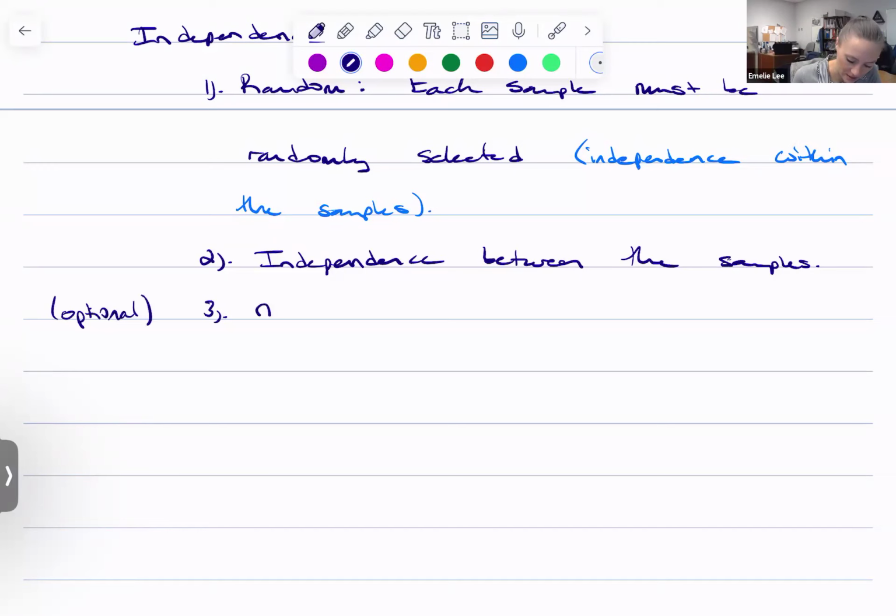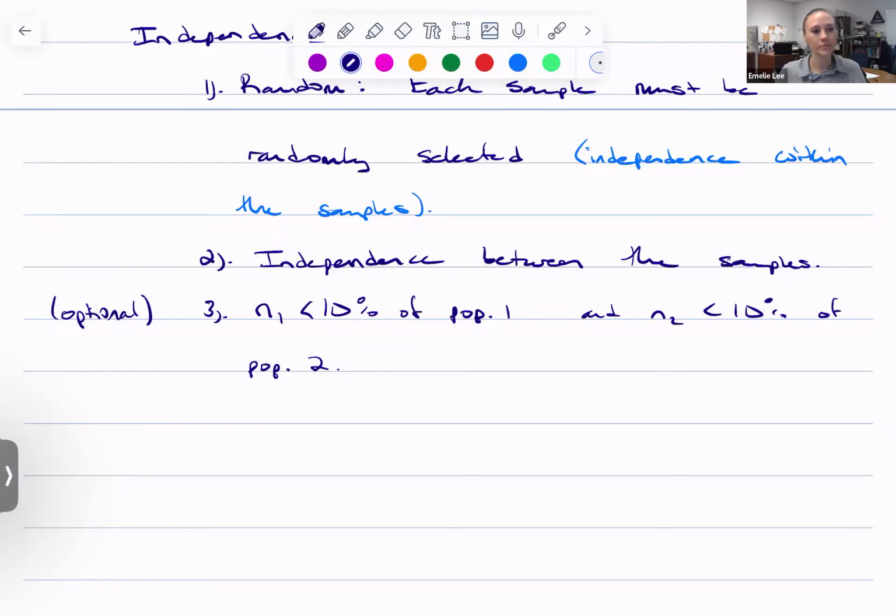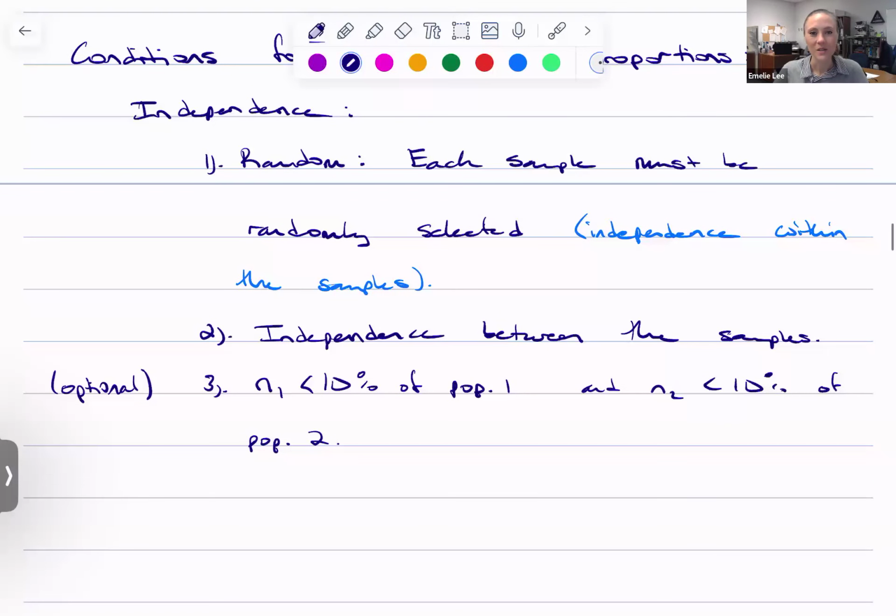I feel like I need to include it, especially because it's the first time introducing the conditions. So N1 has to be less than 10% of population 1, and N2 has to be less than 10% of population 2. So we're just broadening the independence condition just a little bit. But really, the only new one here is that each sample has to be randomly selected.